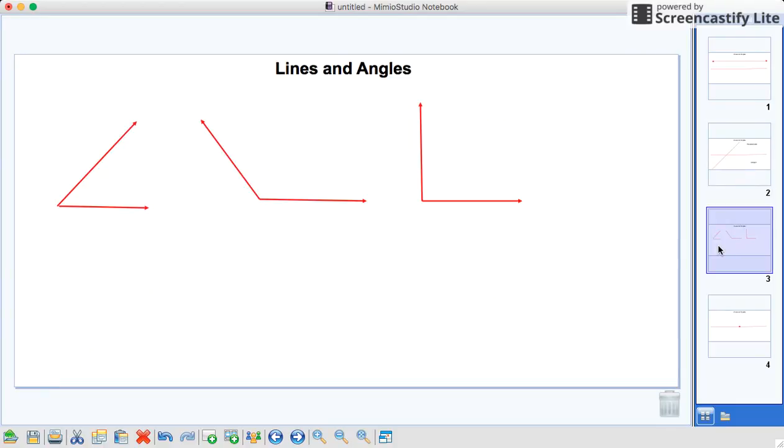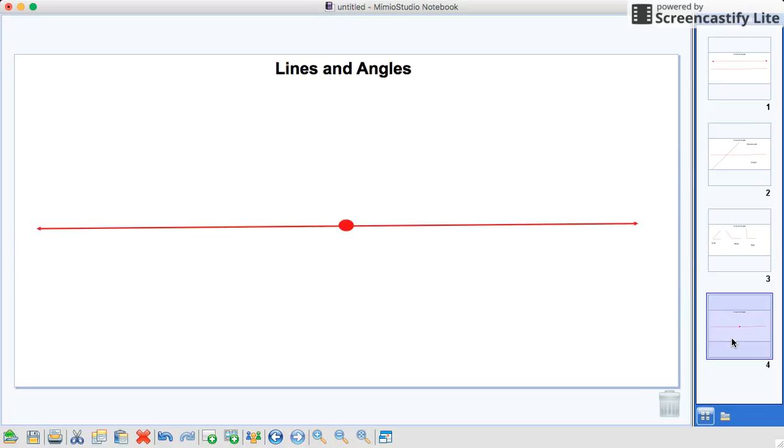We also have angles. Now, most of you on the pretest did really well with these three angles. Right here, we have the acute angle. Right here, we have the obtuse angle. And right here, we have the right angle. But the one that most of us did not do very well with is this one right here.